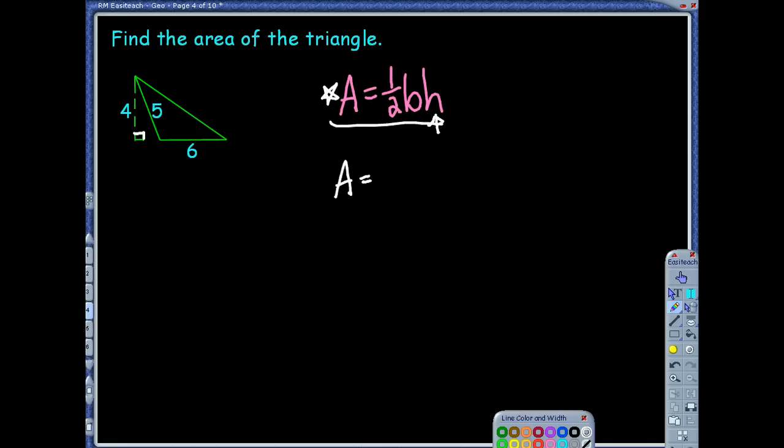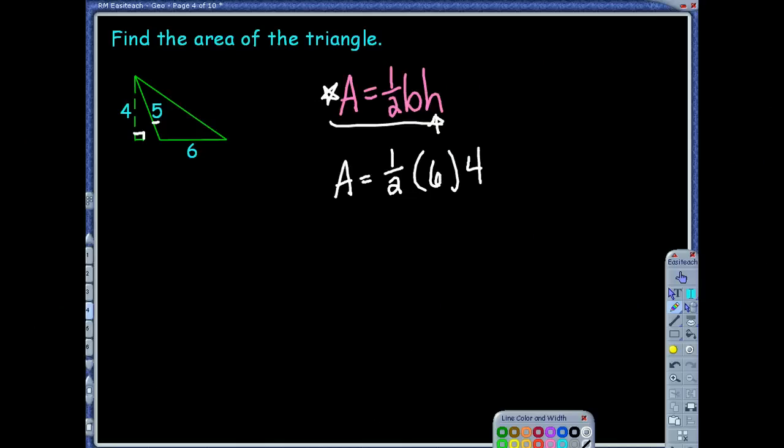What would the base then be? So it'd be 1/2 the base, which would be the side of 6, times the height of 4. Right. So we want to take 1/2 of our base times our height. The height, again, has to be the piece that is perpendicular to that base. And there is another side labeled in the picture, which is the 5, but there's nothing labeled perpendicular to it. So we're just not going to use it.